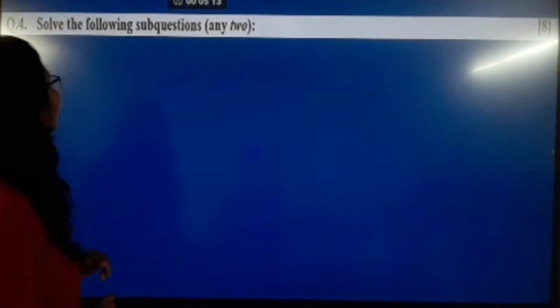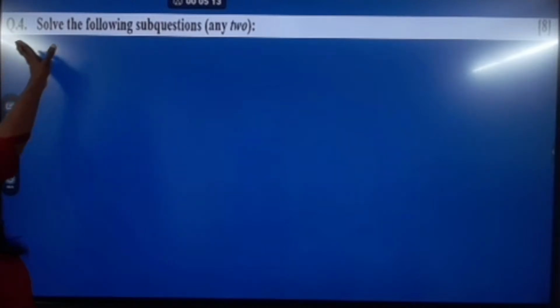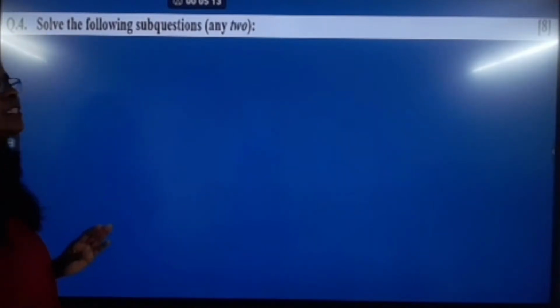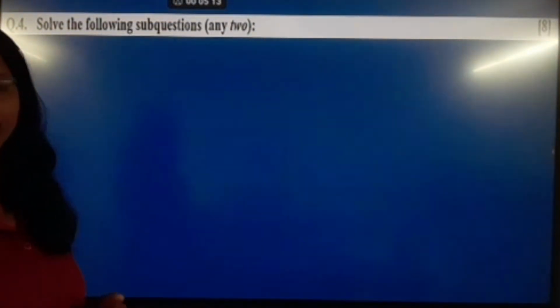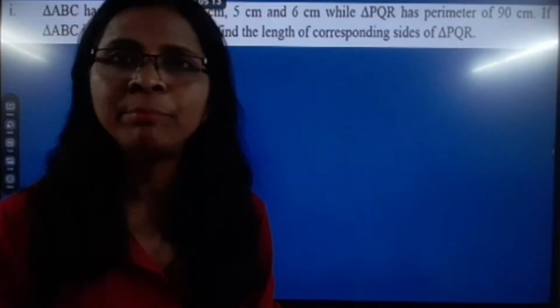So the next example is for question 4. Solve the following sub questions. Here any two examples are there. We have to solve any two examples.